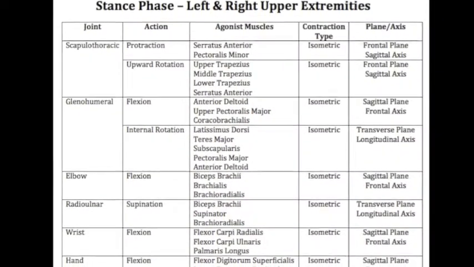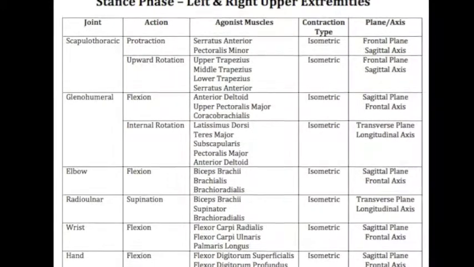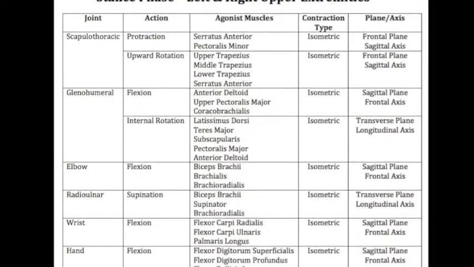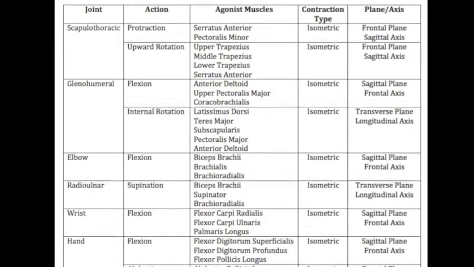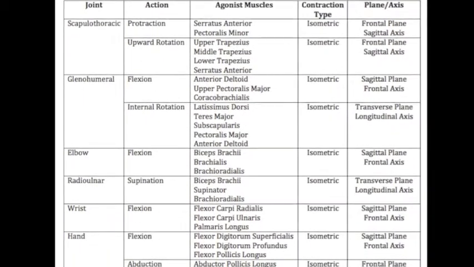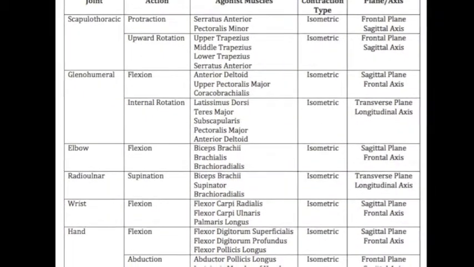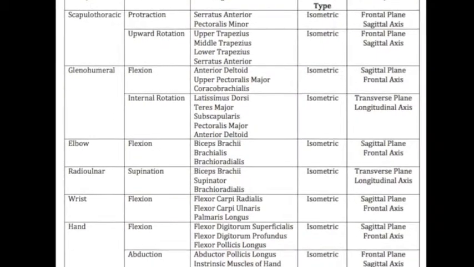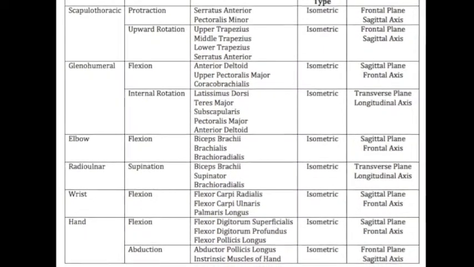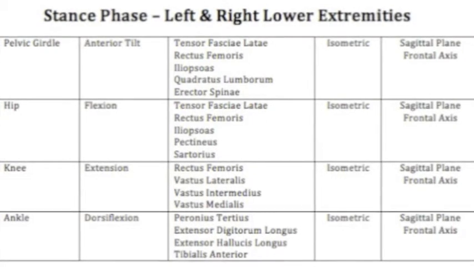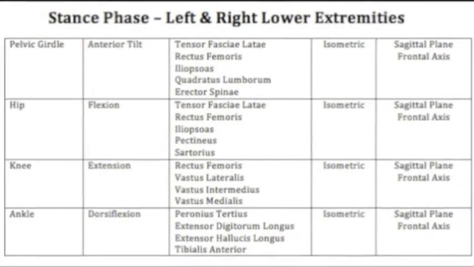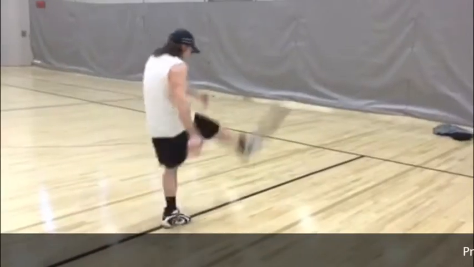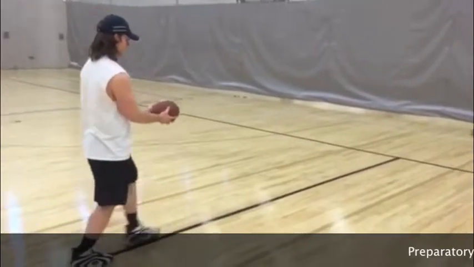There is flexion at the hip, and the agonist muscles include the tensor fascia lata, rectus femoris, iliopsoas, pectineus, and sartorius. The knee is in extension, and the agonist muscles include the rectus femoris, vastus lateralis, vastus intermedius, and vastus medialis. There is dorsiflexion at the ankle, and the agonist muscles include the peroneus tertius, extensor digitorum longus, extensor hallucis longus, and tibialis anterior. During the preparatory phase, the punter is stepping into the punt.